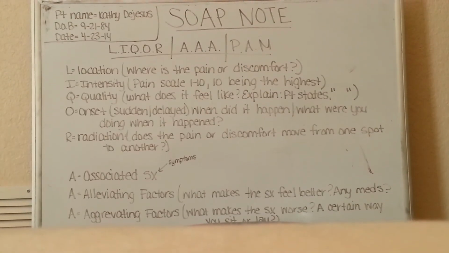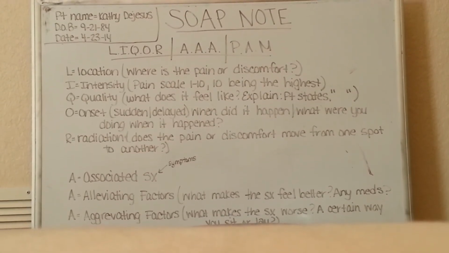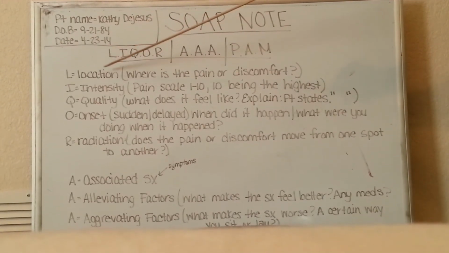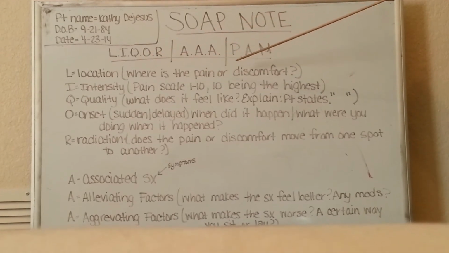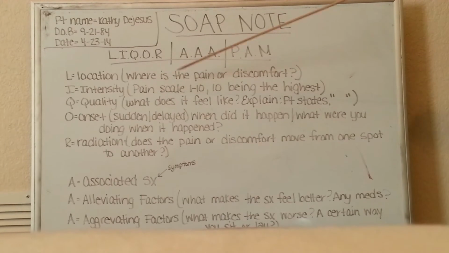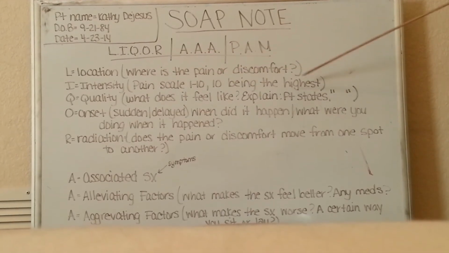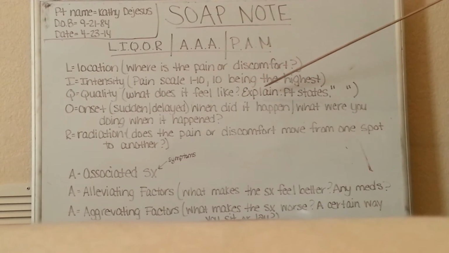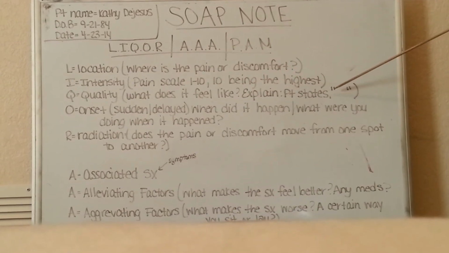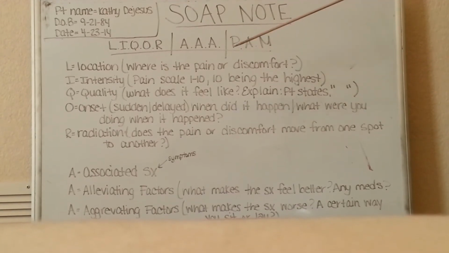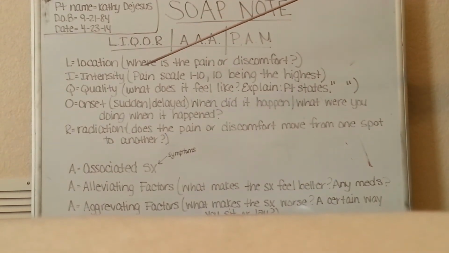The S in a SOAP note is basically called LOQOR, AAA, and PAM. LOQOR. L is for location, where is the pain or the discomfort. I is for intensity, pain scale 1 to 10, 10 being the highest. Q is for quality. What does it feel like? Explain. This is where I told you in a SOAP note, in the S, the patient states, and you put it in quotation marks in the patient's exact words.